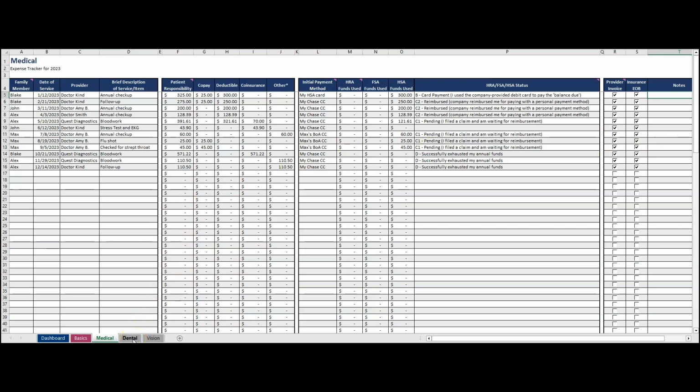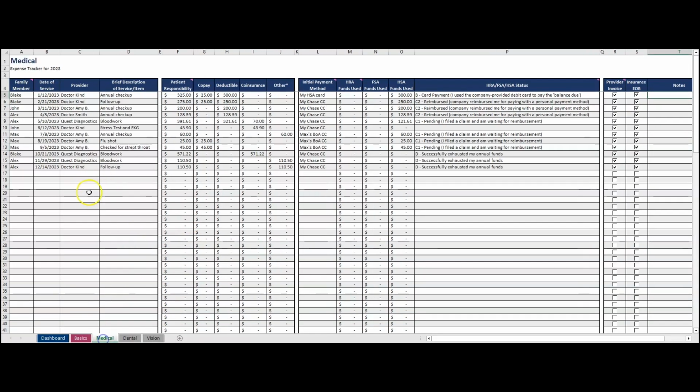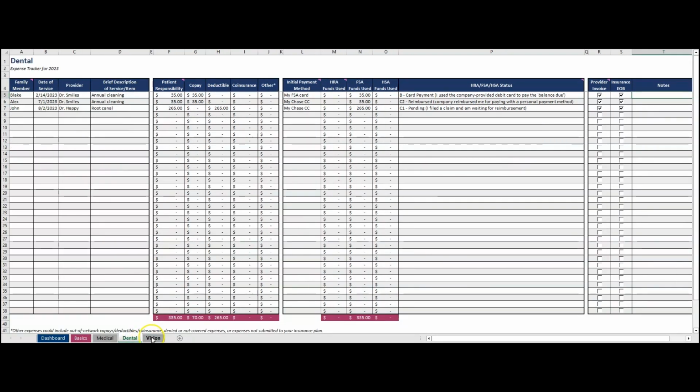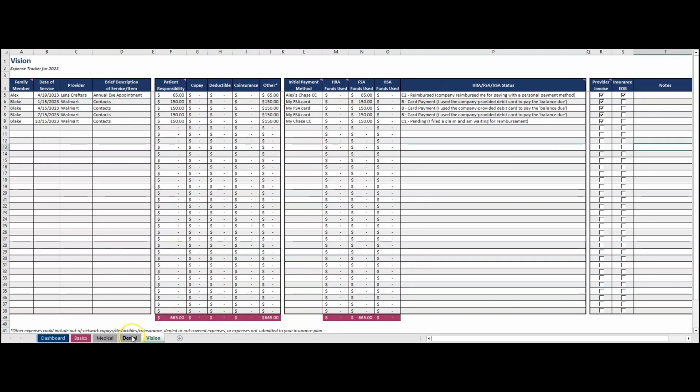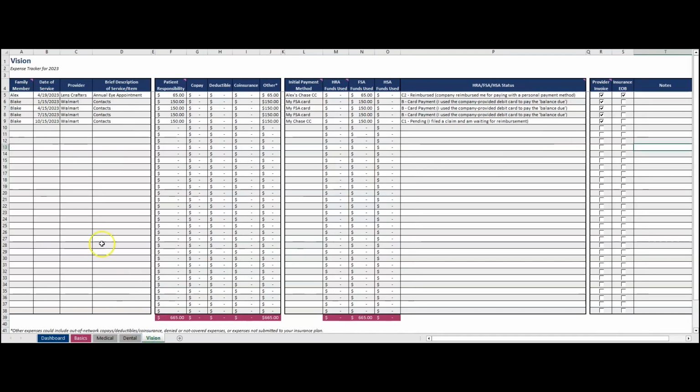The other two tabs, dental and vision, are set up exactly the same as the medical tab, but I find that it's helpful to separate them into 3 different tabs because typically you have 3 different insurance plans. All right, and that was a quick walkthrough of the medical, dental, and vision tabs.